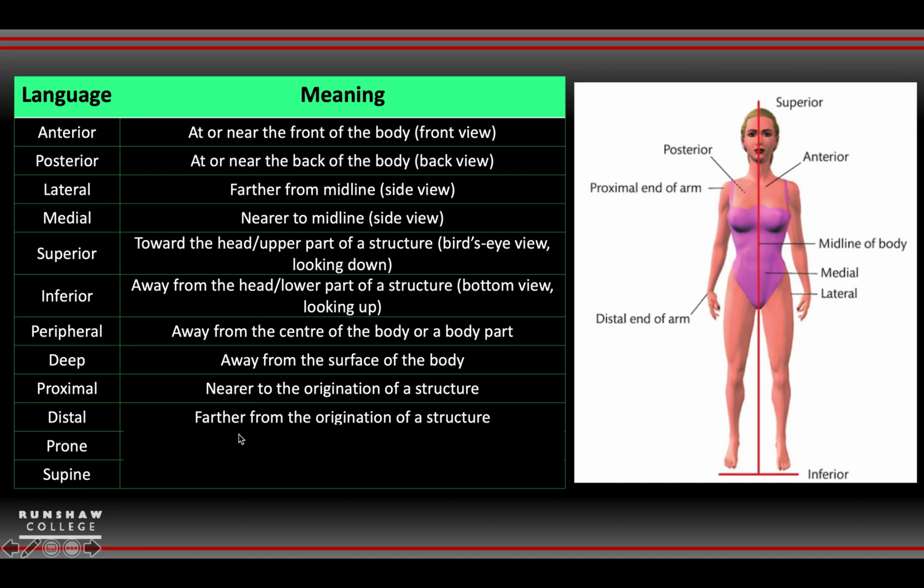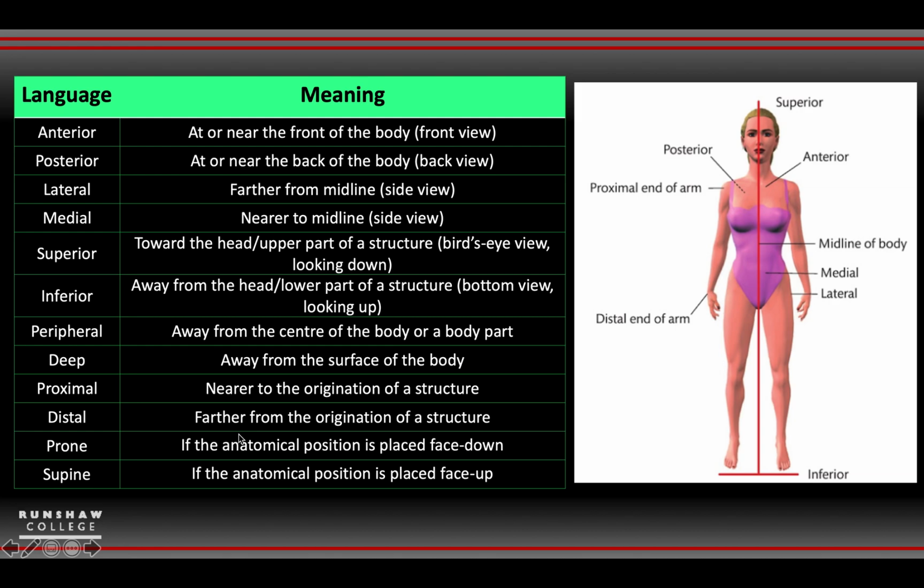In relation to prone and supine, prone is where the body faces down when it's in a horizontal position, and supine is where the body is faced up when it's lying down, so the back will be on the floor.